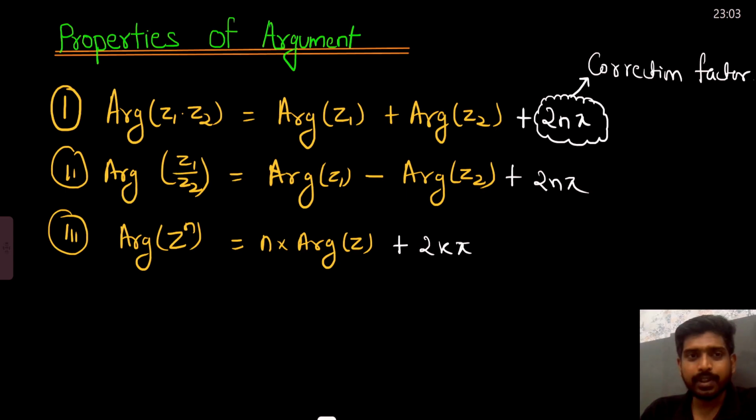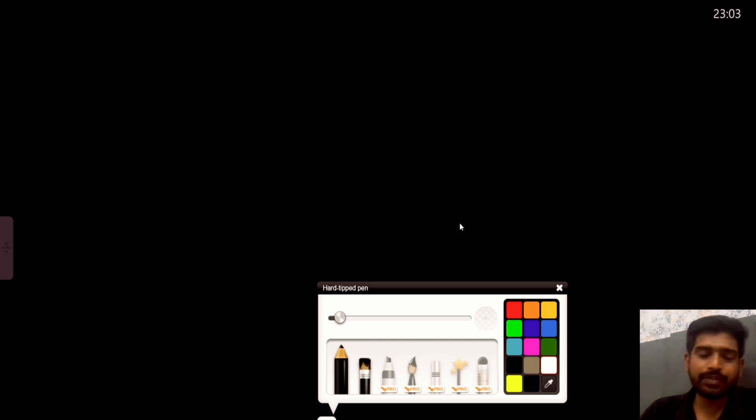Now next, we will see the locus problems based on the argument first. But before that, one more thing. Suppose I have written a complex number z is 0 plus 0 iota, that means z is nothing but origin.